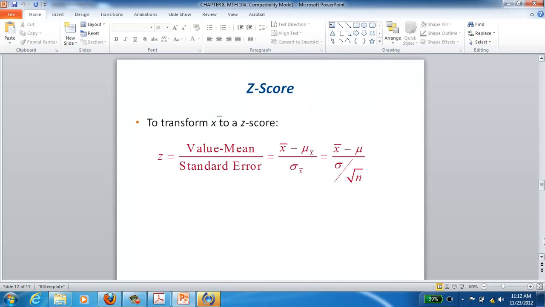Now, the z-score in the previous chapter was x minus mu over sigma. Now it will be x bar instead of x, mu x bar, which is the same as mu, and the standard error is sigma over square root of n. So in reality, compared to the previous formula, we now have to divide by the square root of n.